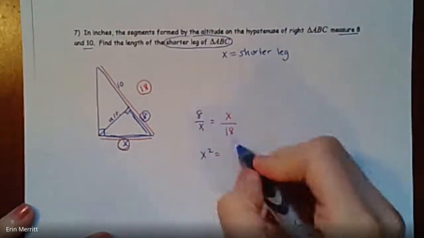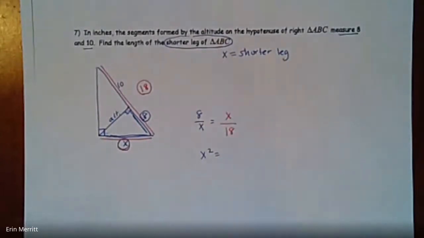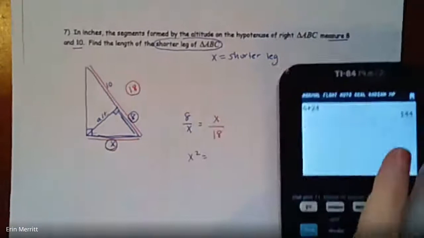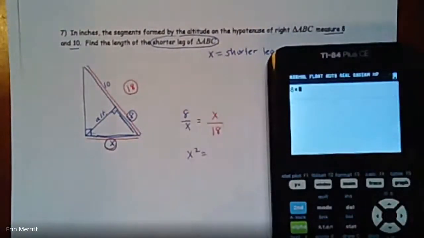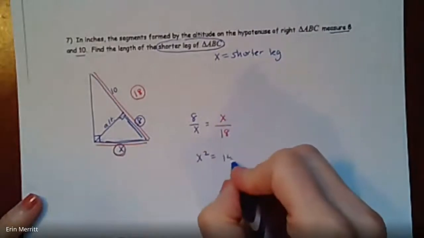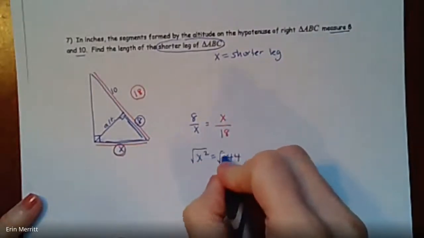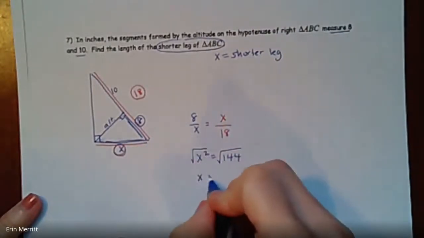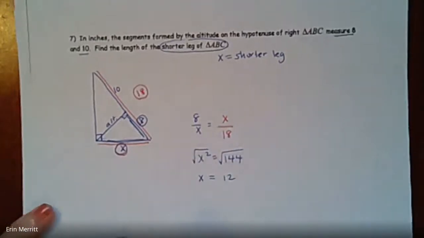X squared will equal 8 times 18. Let me grab my calculator here. 8 times 18, that'll give me 144. And then we can take the square root and we get 12.